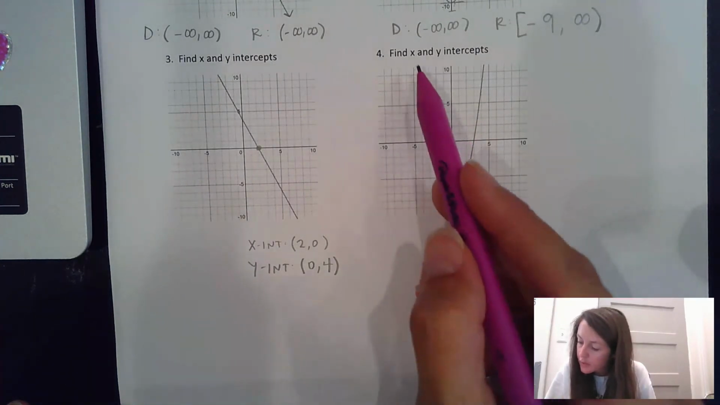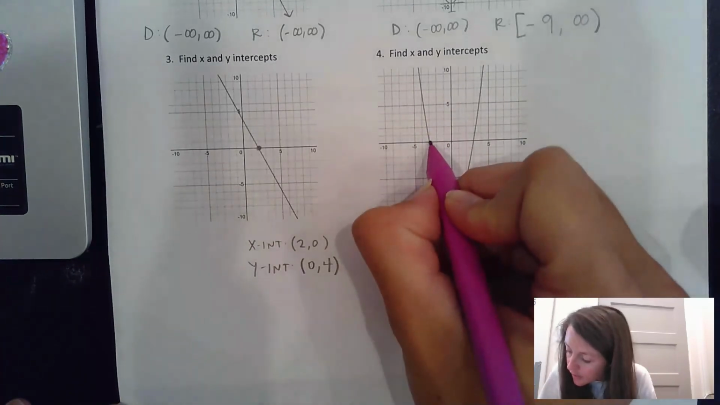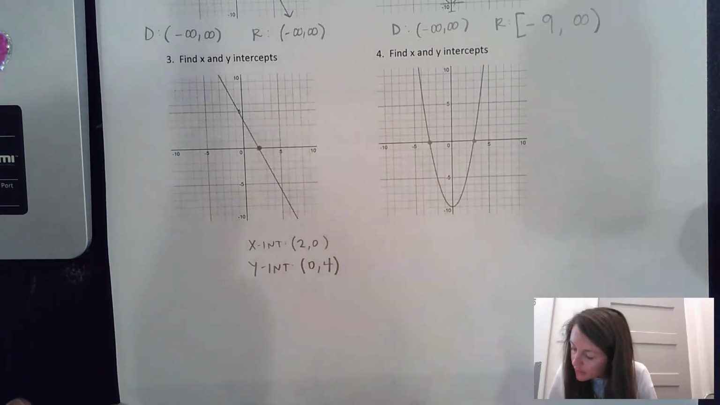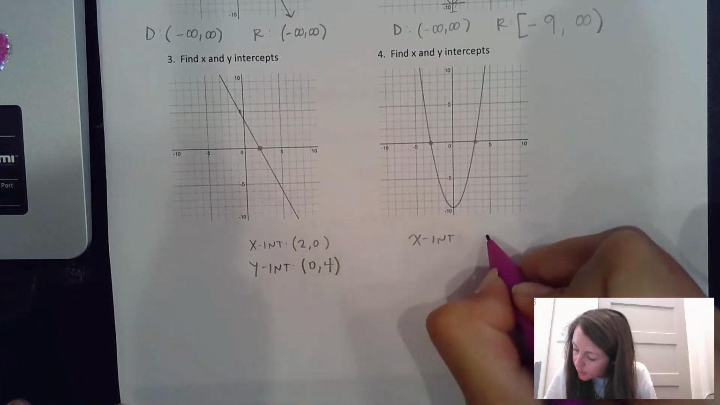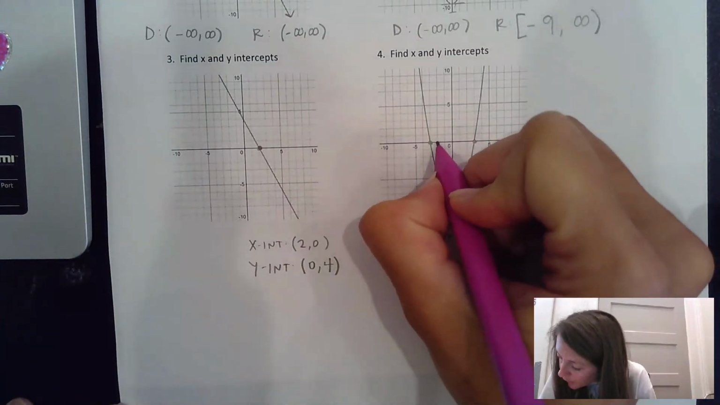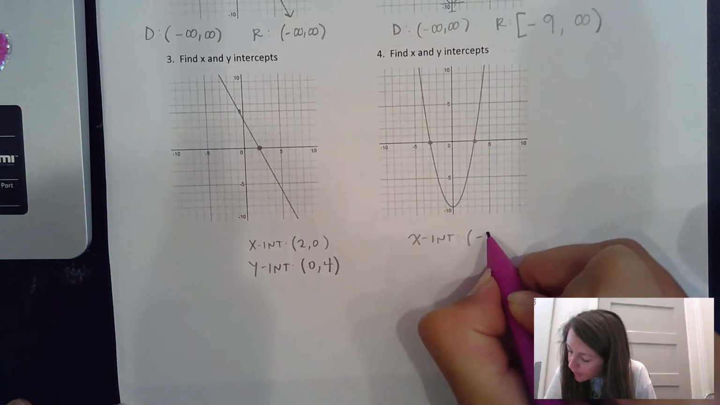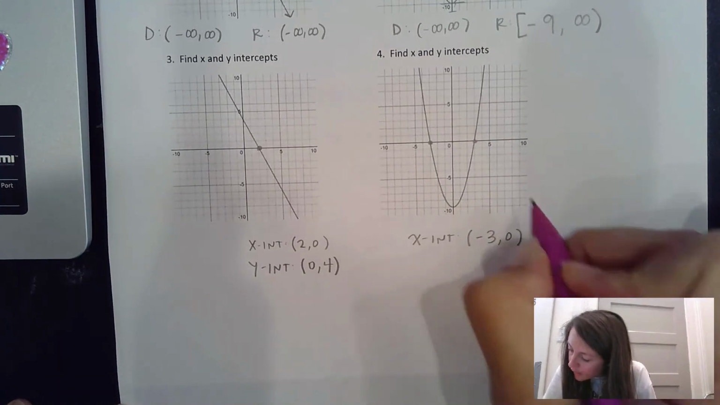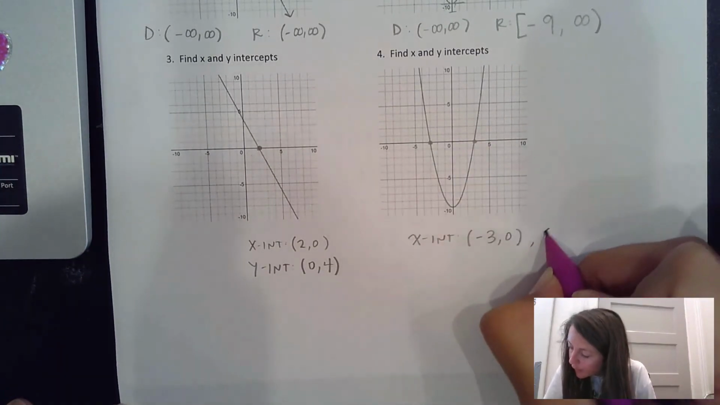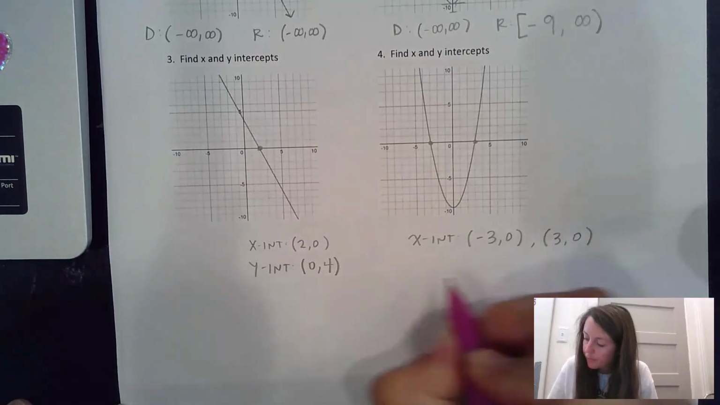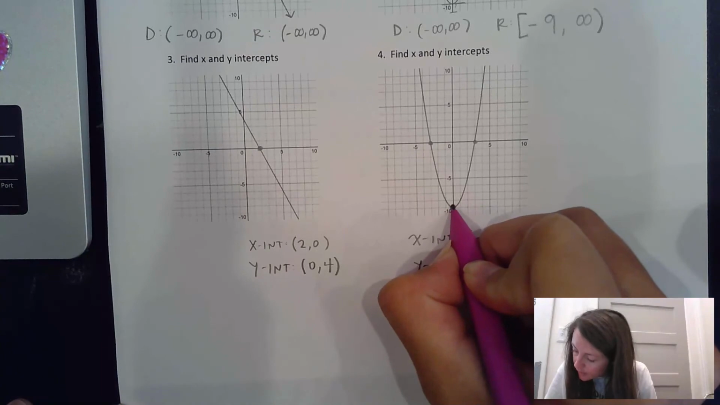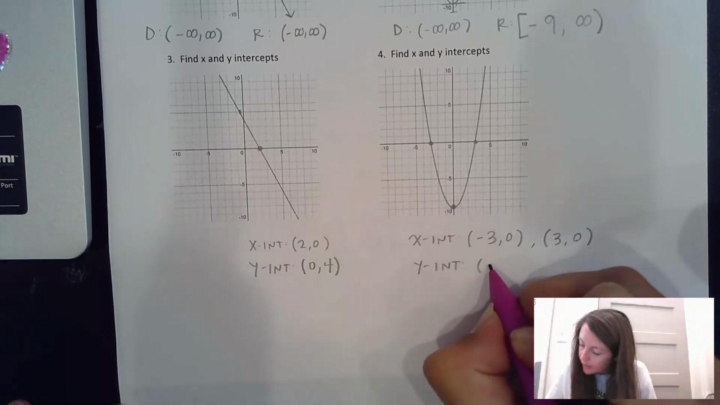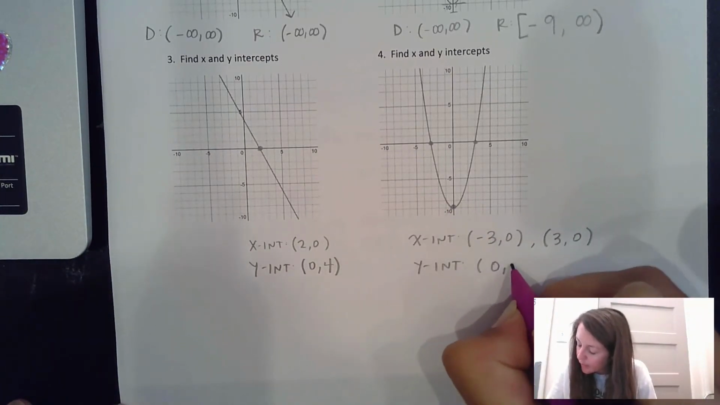So let's look at this one. The x-intercepts, it crosses the x-axis in 2 places here. So an x-intercept is going to be, 1, 2, 3, so it's a -3, 0, and also 1, 2, 3, a +3, 0. And then the y-intercept is where it crosses the y-axis, so it's down here. So that is a -9.